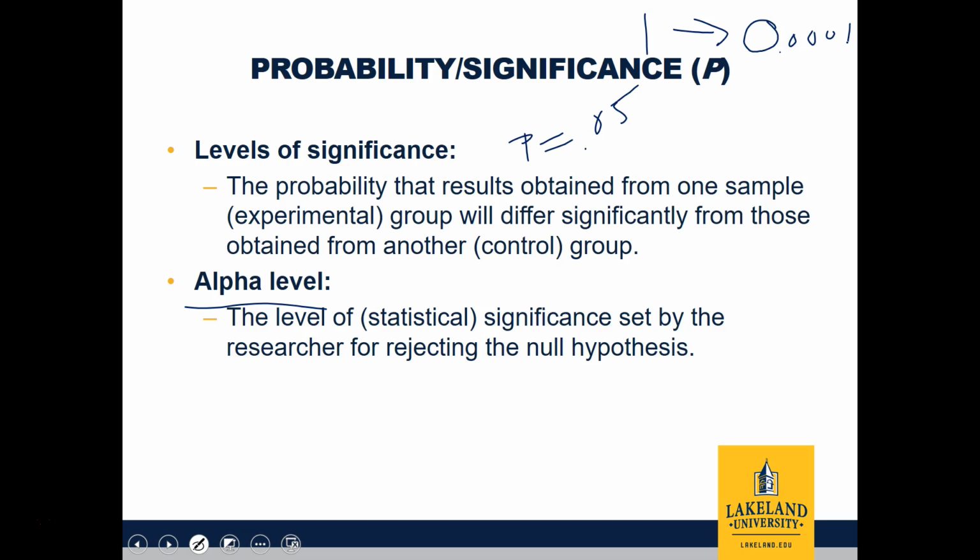So the alpha level is what statisticians say is the level where, if p gets smaller and smaller, so let's say p was 0.5, that wouldn't be small enough. This is kind of our bar: anything below this amount, we're going to say that we found support for our hypothesis, and we're then going to reject the null hypothesis.